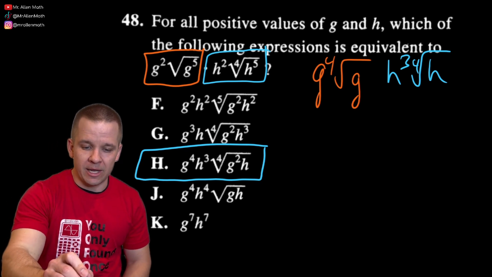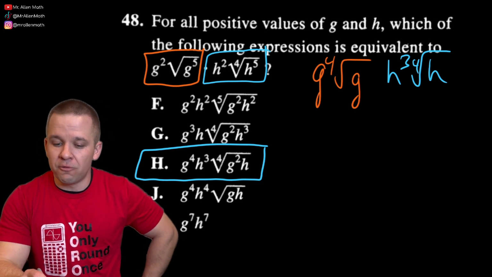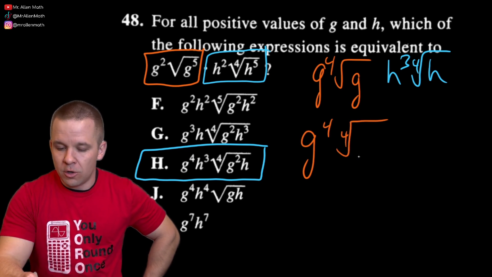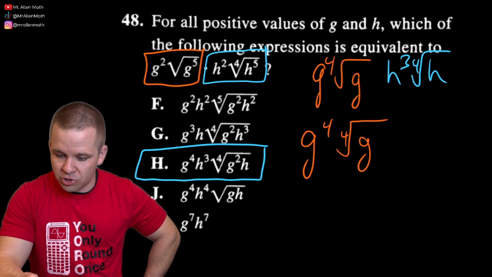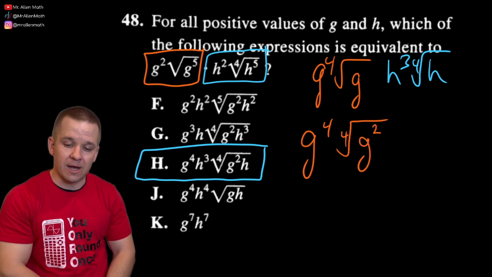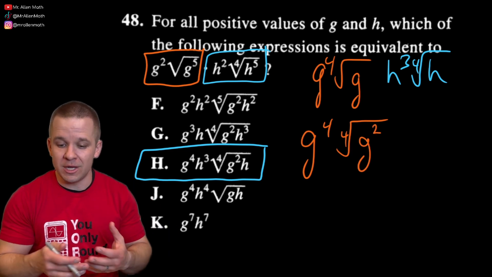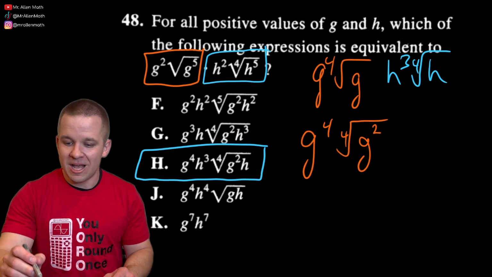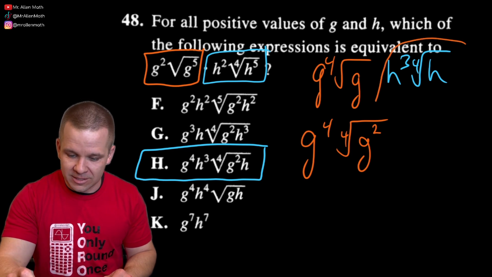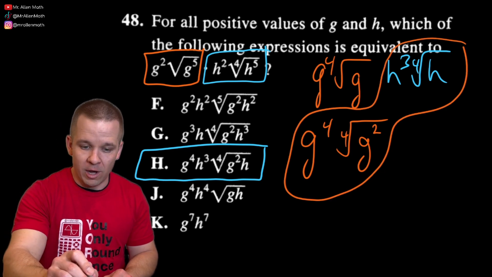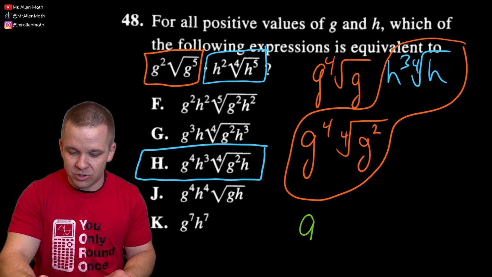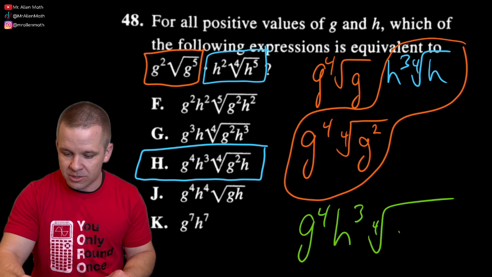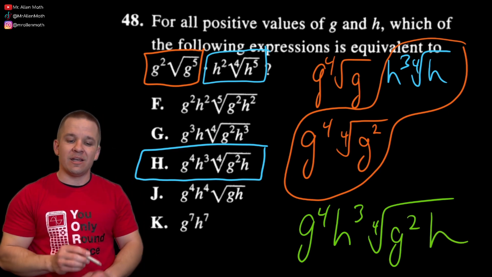Now, I'm going to manipulate this orange one up here to be in the fourth root. G to the fourth, if I want this to be the fourth root, could I make this g squared? Okay? I'm basically doubling the root and doubling my exponent within, which is then equivalent. And now we can put all of these together into one lovely answer of g to the fourth, h to the third. Everything's in the fourth root now. We got g squared h, and that is my answer.